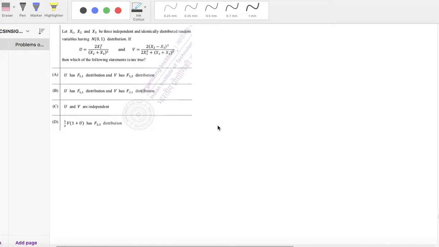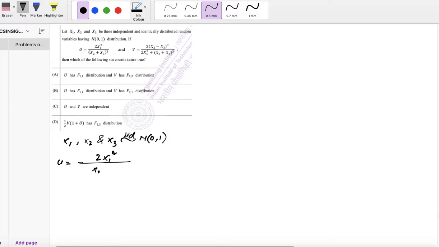So let's begin. In this question, it is told that x1, x2, and x3 follow normal 0, 1, and these three variables are IID variables. So let's consider the variable U, twice x1 square over x2 plus x3 whole square.